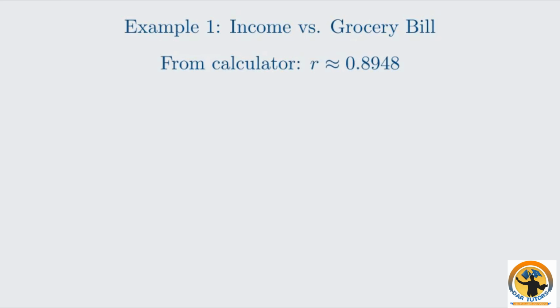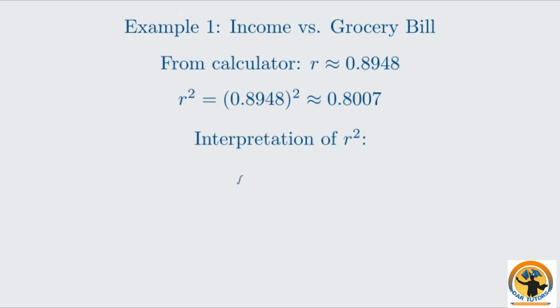Let's revisit our income and grocery bill example to calculate and interpret r². From our previous calculation, the calculator output for the correlation coefficient r was approximately 0.895. To find the coefficient of determination, r², we simply square this value. 0.895 squared is approximately 0.801. Now, how do we interpret this?